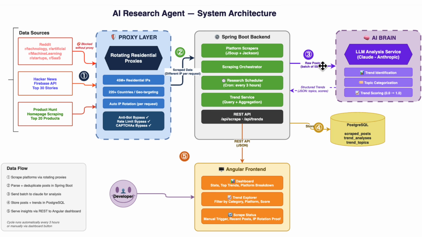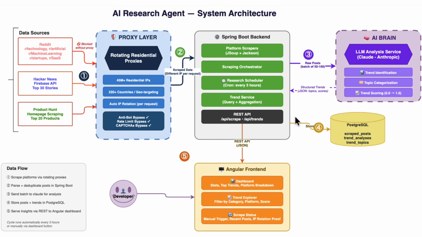All right, so what will happen here? We will send the raw posts, in a batch of 50 or 100, to the LLM. The LLM will do the trending identification, topic categorization, and provide us with a trend scoring from 0 to 1. Then it will return structured trends in a JSON format, and we will provide the format of that JSON that we want.